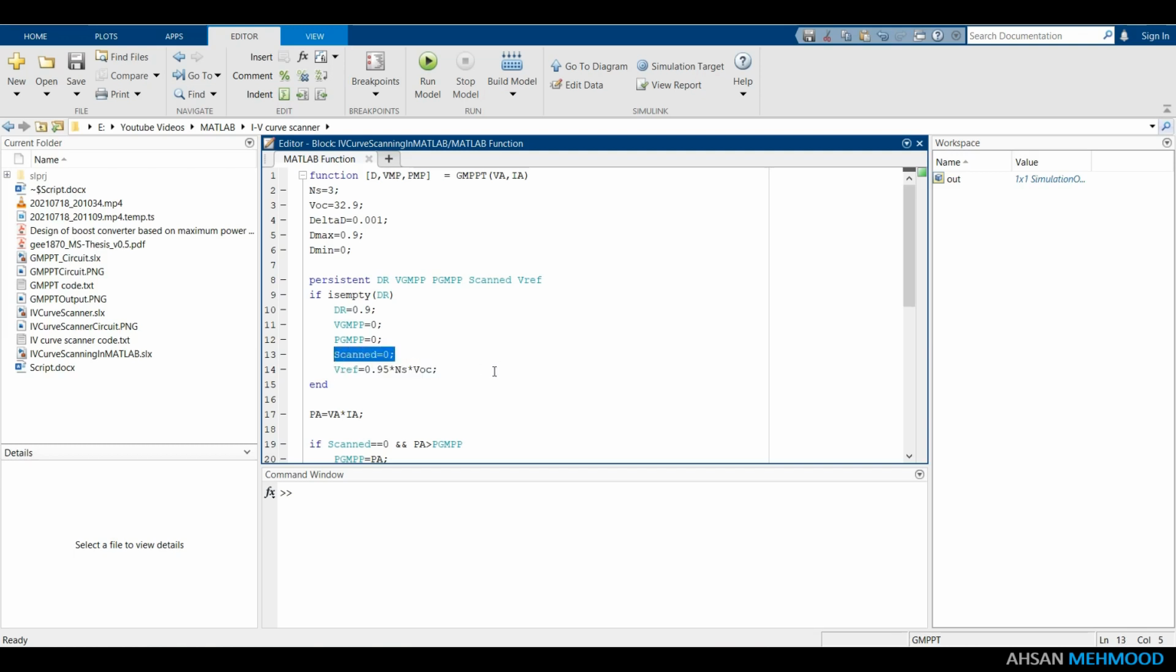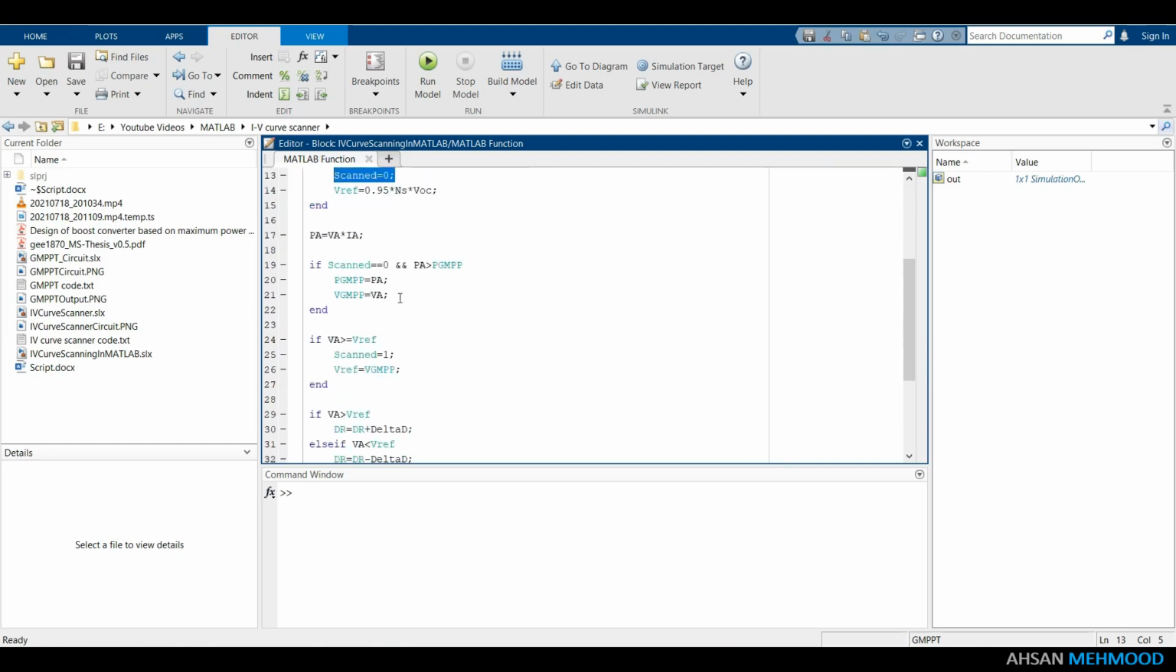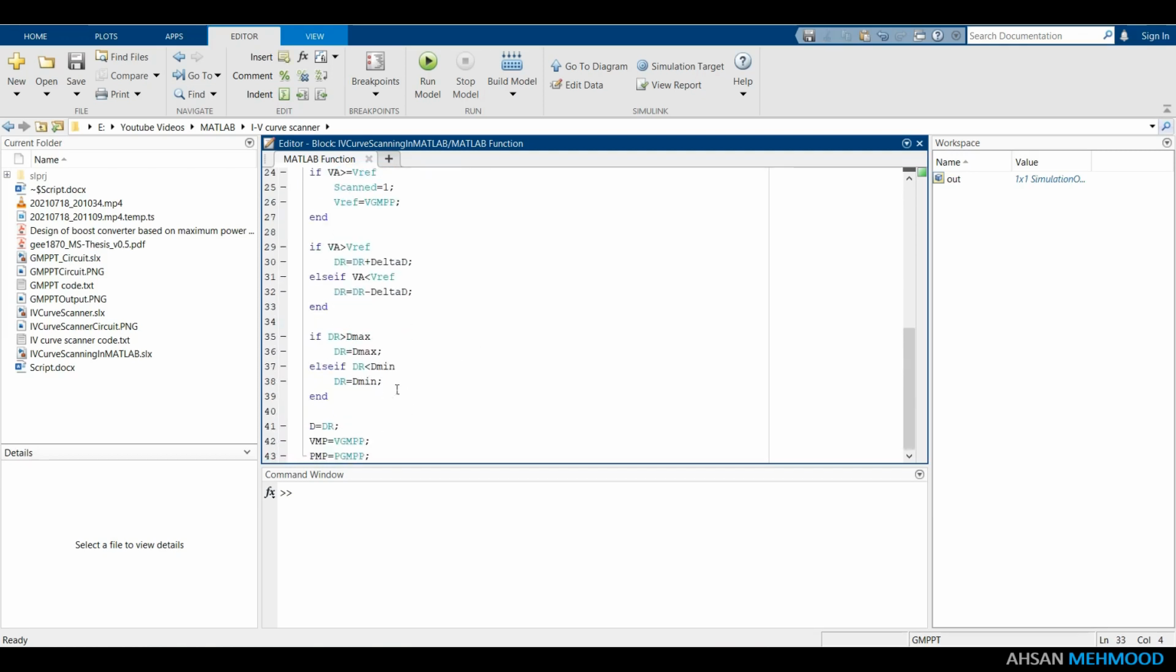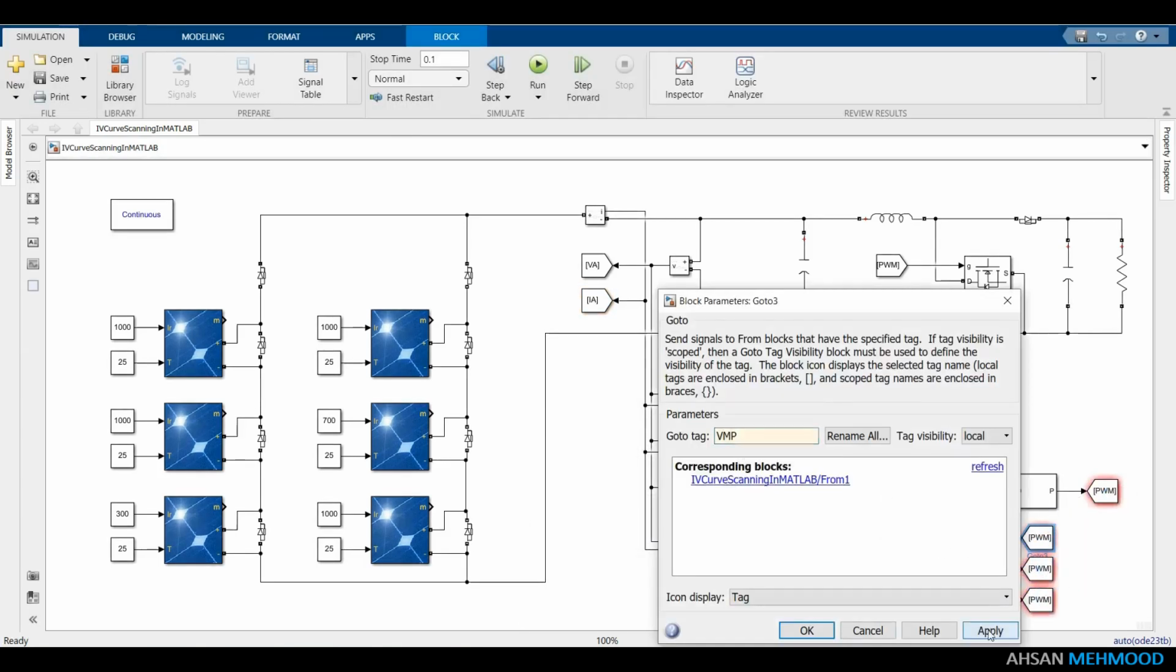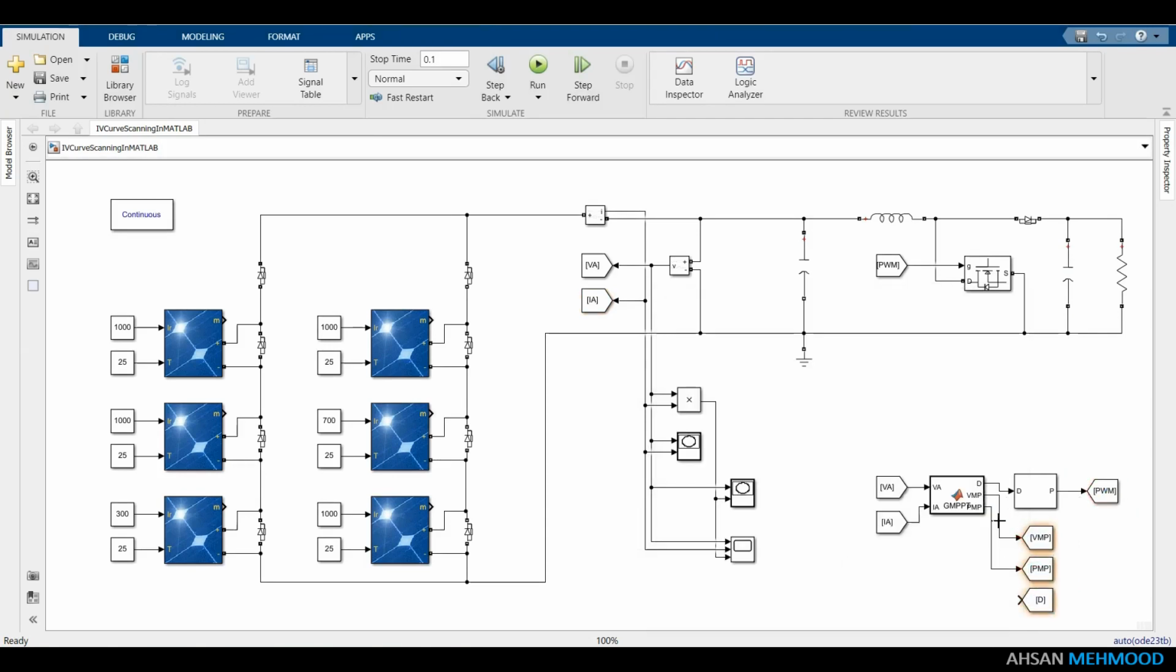The variable scanned was used to see if the PV array had been scanned or not. After scanning the IV curve, this algorithm sets the PV array to the global maximum power point. The variable VMP represents global maximum power point voltage and variable PMP represents global maximum power. Run the simulation again after making changes to the circuit for the GMPPT algorithm.